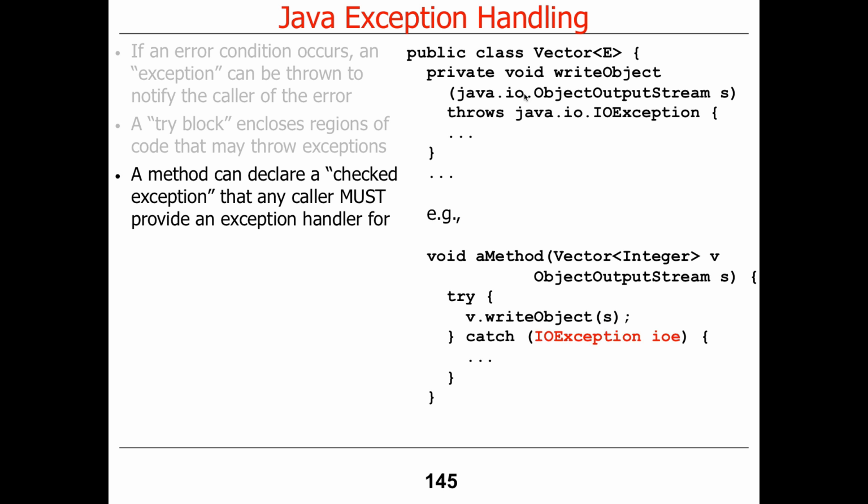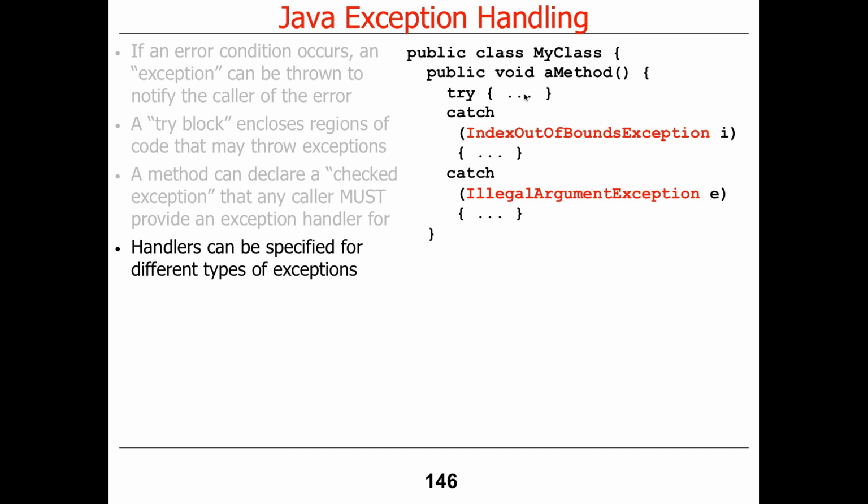You come into this method, and we try to write the object from the vector using writeObject, and you've got to catch the IO exception. If you don't put that in there, your code will not compile. It'll yell at you and say something along the lines of, you have to handle the IO exception here, and you have to. So that's basically what you have to do.